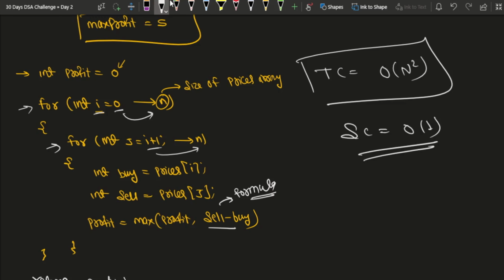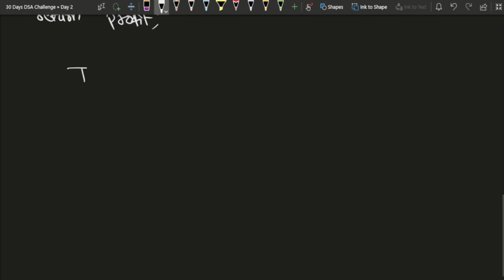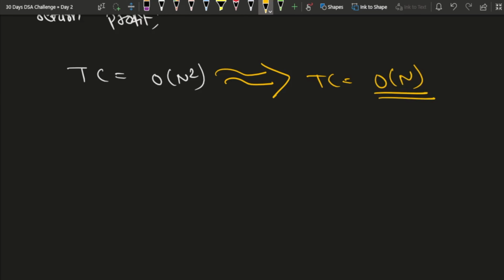Now when I say we need to optimize this, what is the meaning of optimization? Currently the time complexity is O of n square, and if we want to optimize it, we have to think about whether we can boil down this time complexity to something near about O of n. This is what we have to think, and the answer is yes, we can definitely optimize this.